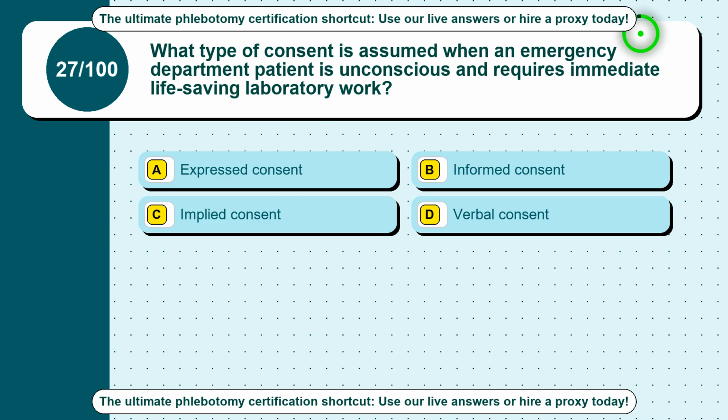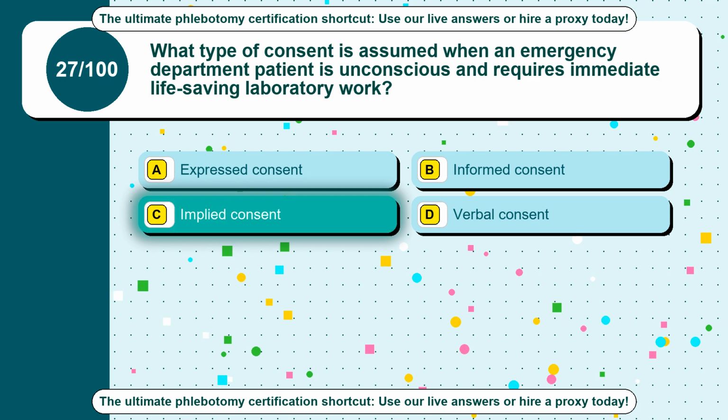Question 27. What type of consent is assumed when an emergency department patient is unconscious and requires immediate life-saving laboratory work? Option A, expressed consent. Option B, informed consent. Option C, implied consent. Option D, verbal consent. The correct answer is option C, implied consent.